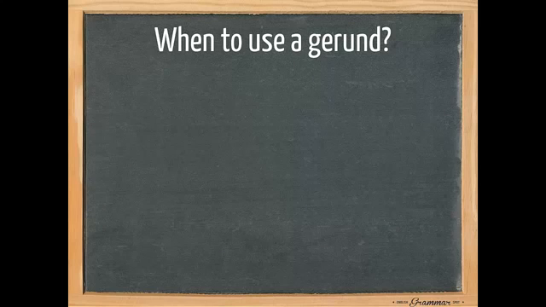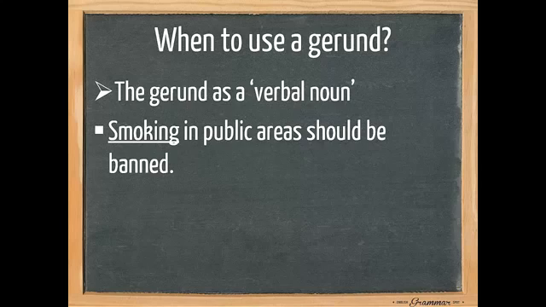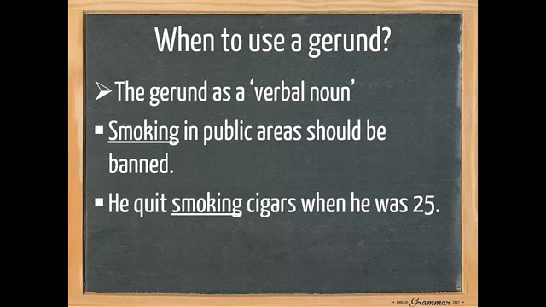Now, when do we use a gerund? First and foremost, we use the gerund often as a verbal noun. So, a noun that looks like a verb. For example, smoking in public areas should be banned. So we have the verb to smoke, we've added -ing, so we've made it into a noun, and it takes the position of the subject here. He quit smoking cigars when he was 25. Again, we've taken the verb to smoke, added -ing, making it a noun, and then put it in the place of the object. So here it has become a noun.